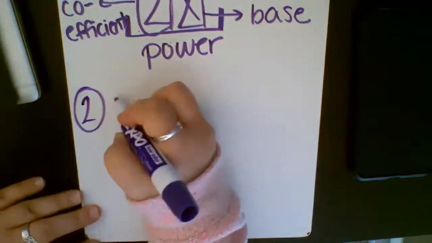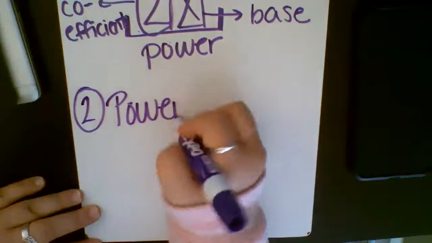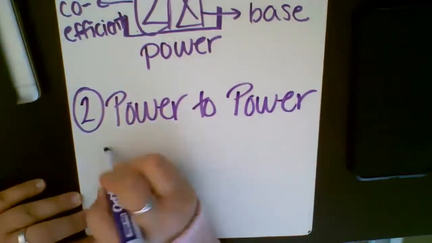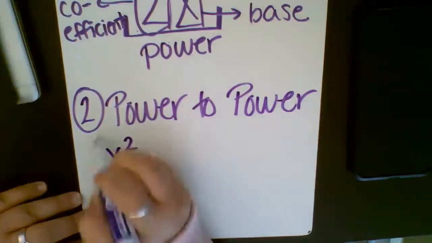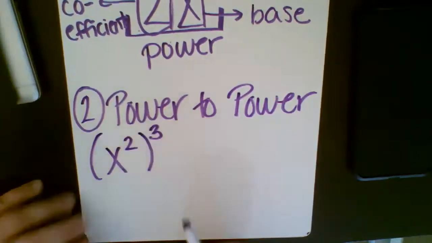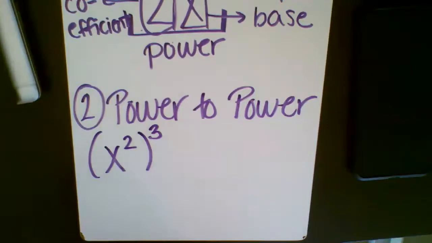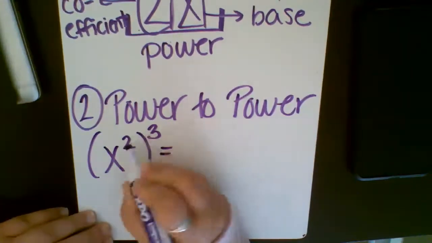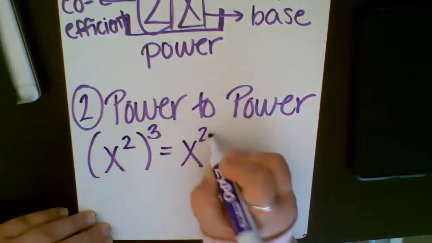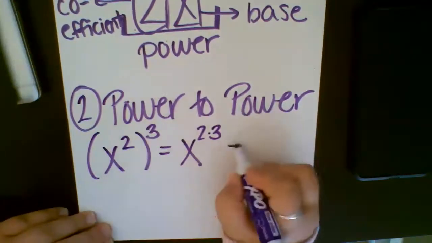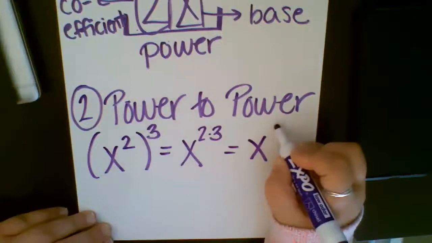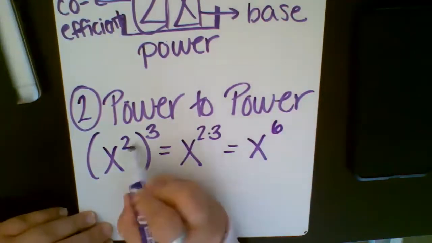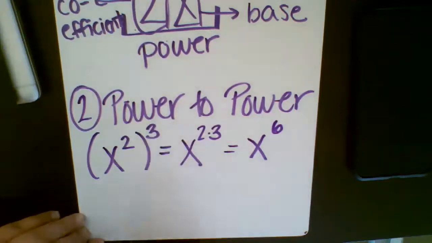Rule number 2 is going to be our power to power. This happens when you have a base raised to an exponent, which is raised to another exponent. So you're raising an exponent to another exponent. What you do here is you multiply the exponents. So x to the 2 times 3, which is x to the 6th. Raising powers to another exponent, you multiply the exponents.